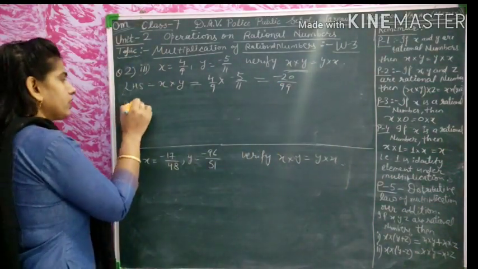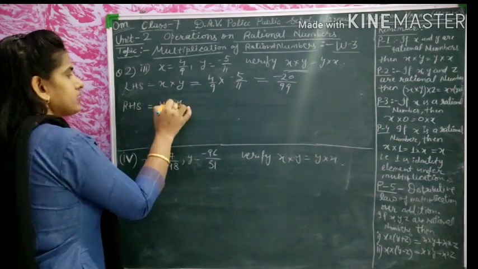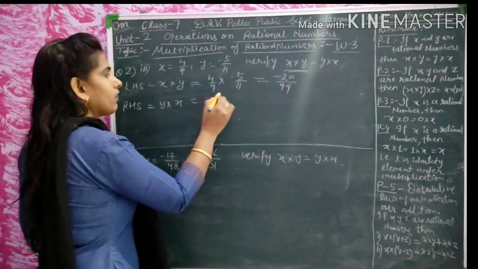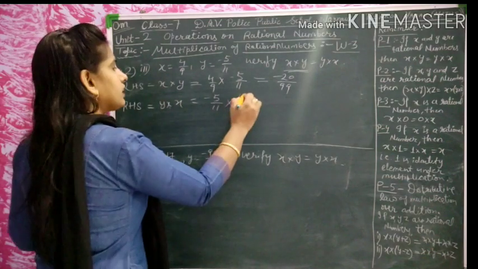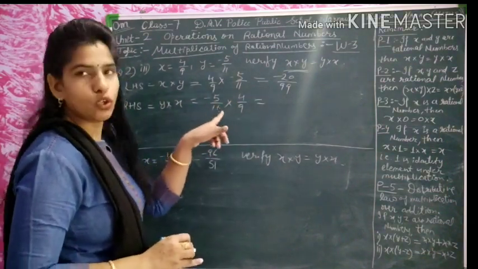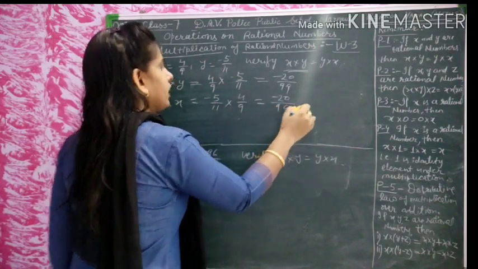Now we are doing the RHS side. On the RHS we have y into x. So students, what is the y here? Minus 5 by 11, into what is the x here? That is 4 by 9. And again, can any number be cut? No. So students, this becomes minus 20 divided by 99.